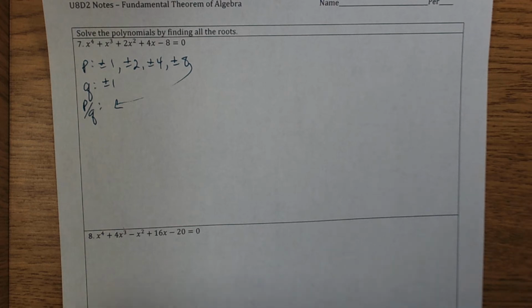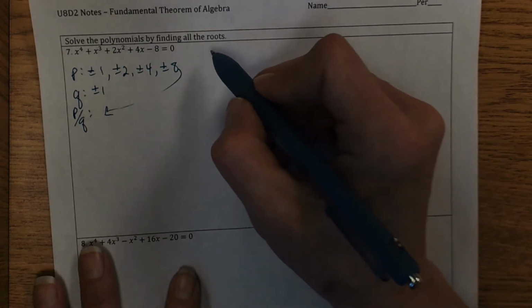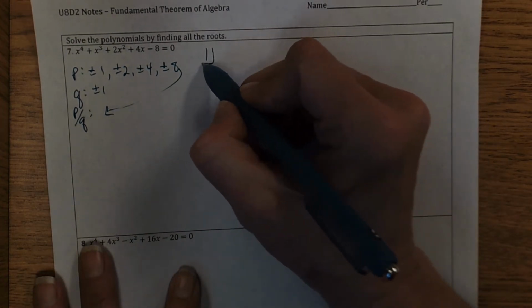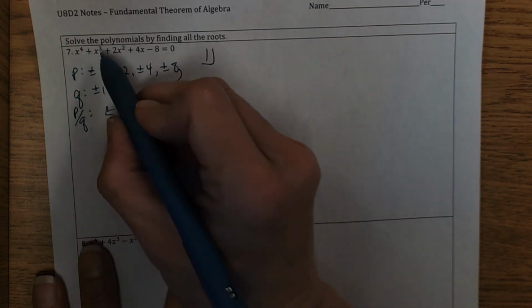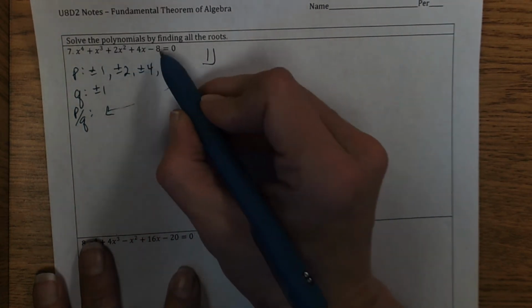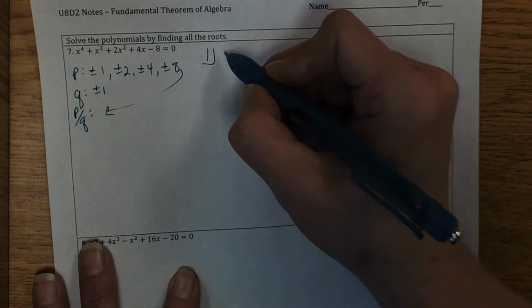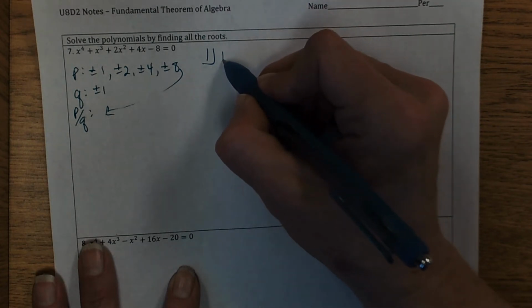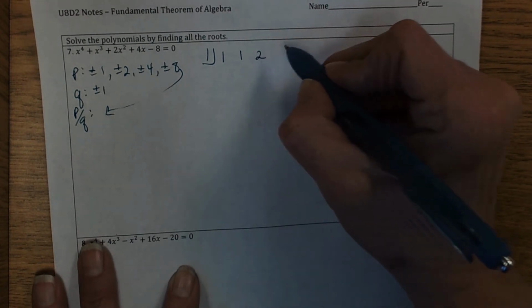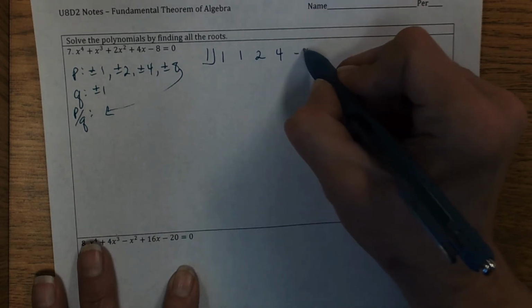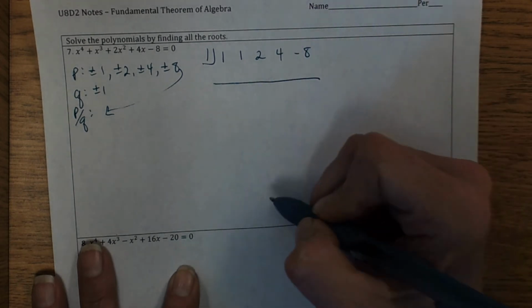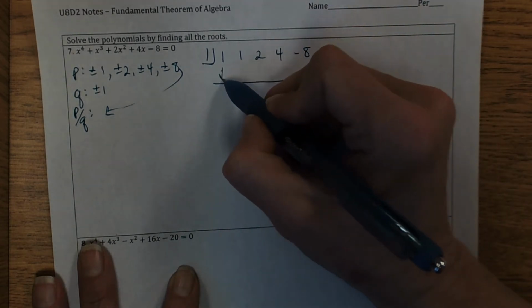So now we're going to plug those in and see which one works. Like I said, I usually start with 1. So I'm going to put my 1 in the box. Now I check x to the fourth, x to the third, x squared, x, and a constant. So I don't need any placeholders. So I have 1, 1, 2, 4, and negative 8. Give myself a row. Okay, bring them down.